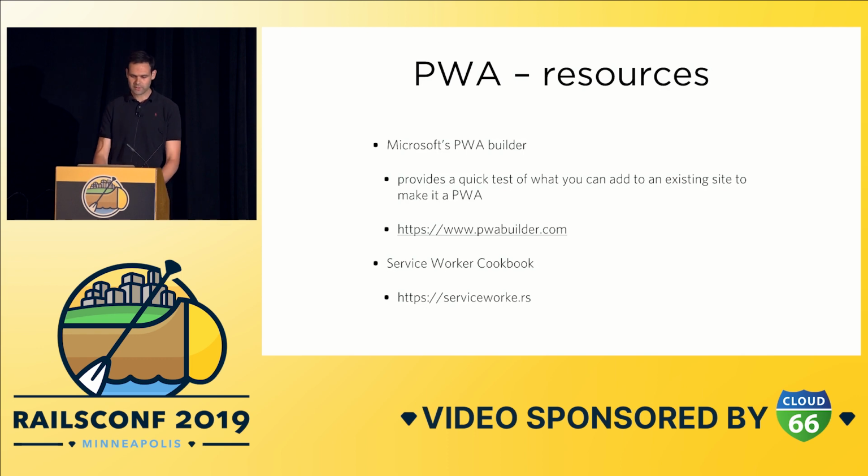Some resources that you can look into: Microsoft has a PWA builder. It's a nifty tool that will look at an existing site, generate a manifest and service worker files, and you can actually check some boxes for things you want. You can find this at pwabuilder.com. And then Mozilla has a service worker cookbook with many examples of different service worker techniques, including caching content and web notifications. So I'd highly recommend you checking that out at serviceworke.rs.